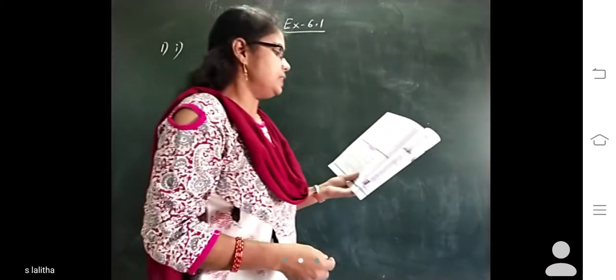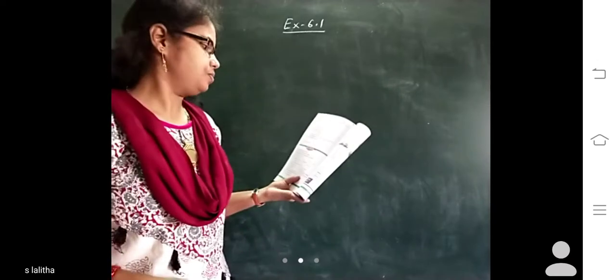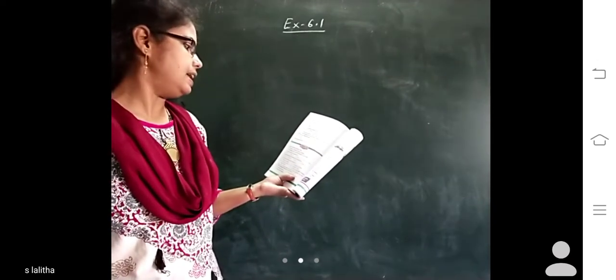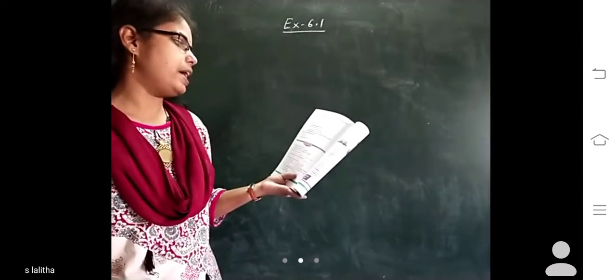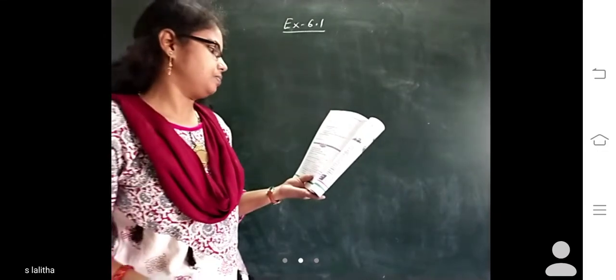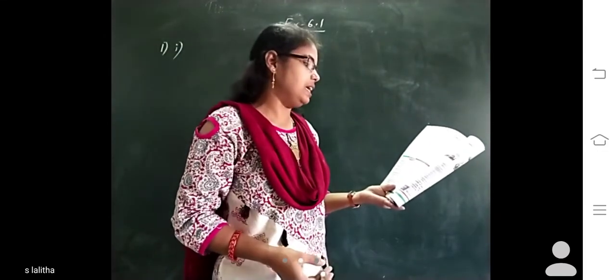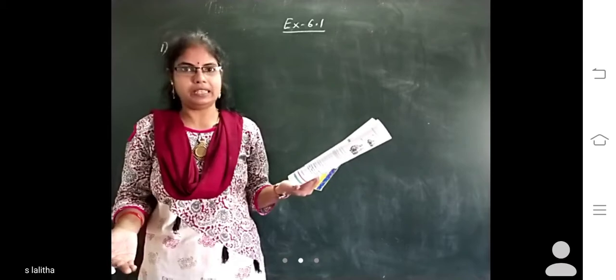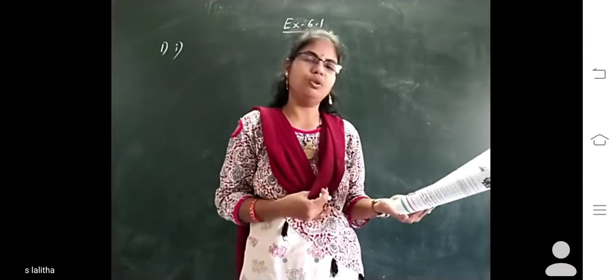Express the following in terms of ratios. First question: the length of a rectangle is 5 times its breadth. So the length of the rectangle is 5 times its breadth. You have to write it as a ratio. How to write?